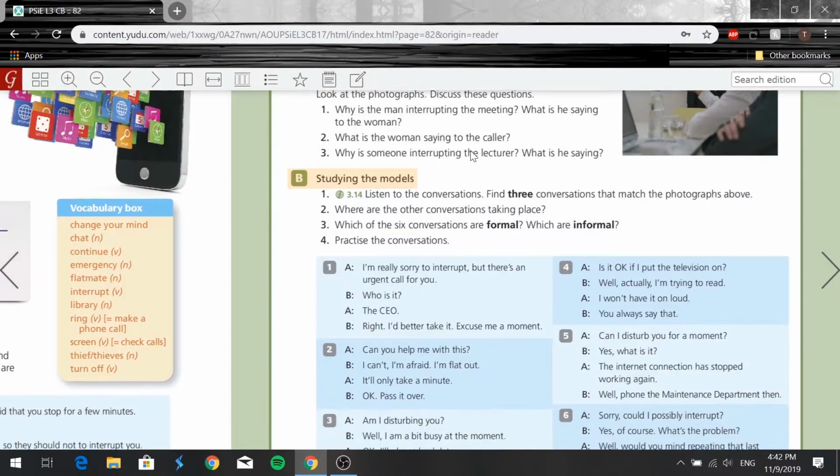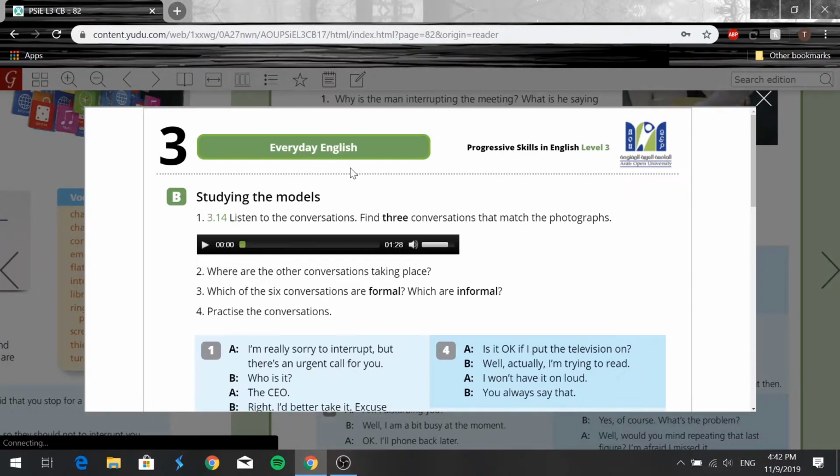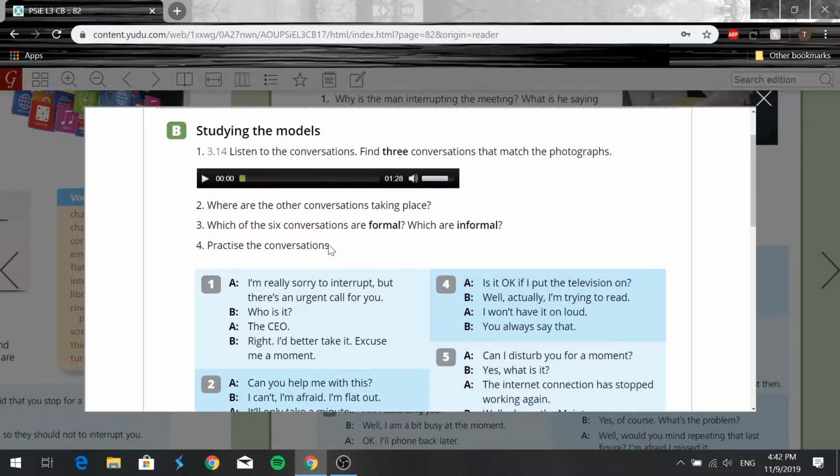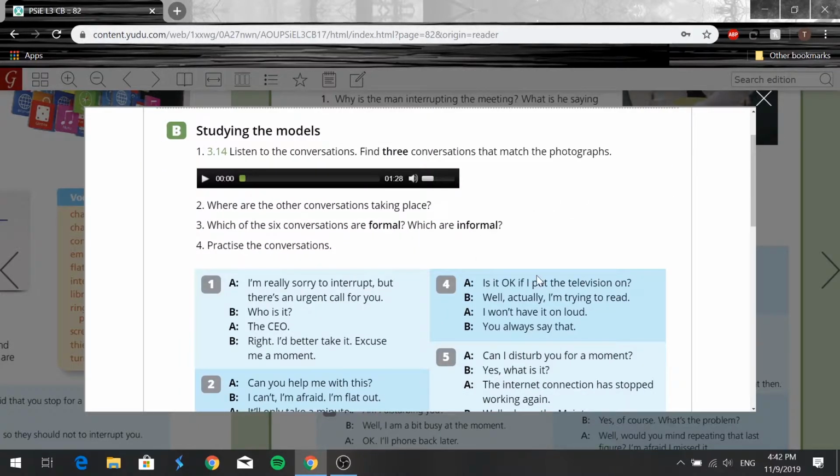Now let's go to exercise B, studying the models. Alright, what do we have here? Where are the other conversations taking place? Or actually, before we do that, let's go to 1. Listen to the conversations. Find 3 conversations that match the photographs. Okay, so we're going to be listening to the conversations and we want to find 3 ones that match the photographs above. So here we go. Track 3.14.